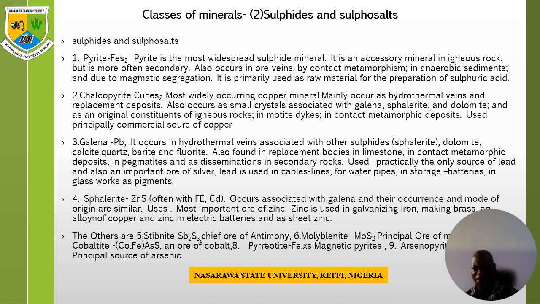Sphalerite occurs associated with galena, and its occurrence and mode of origin are similar. Mostly used as ore of zinc. Zinc is used in galvanizing iron, making brass, as anodes in copper and zinc electric batteries, and as sheet zinc. The others are stibnite, the chief ore of antimony, and molybdenite, the principal ore of molybdenum.